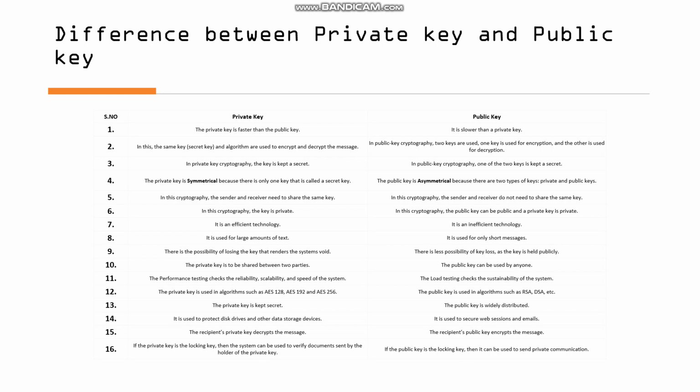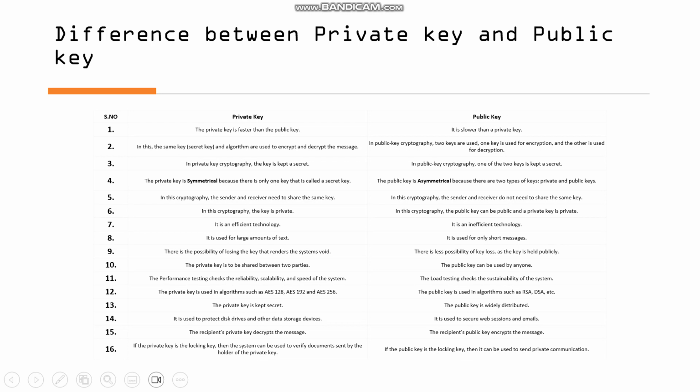Also, there is the possibility of losing the key, which renders the system void. There is a possibility of key loss as the key is held publicly. The private key is to be shared between two parties. The public key can be used by anyone.